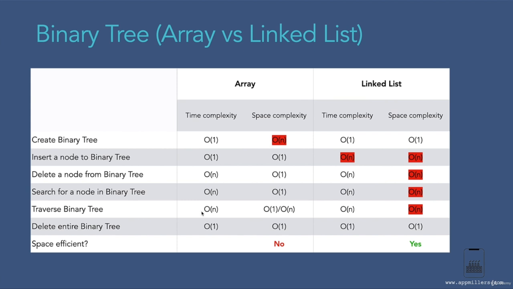In all cases, we have to visit all nodes of the binary tree. So that's why if the number of nodes in the binary tree is n, it will take O(n) time complexity. Now the space complexity for traversing a binary tree in case of array can be O(1) or O(n).